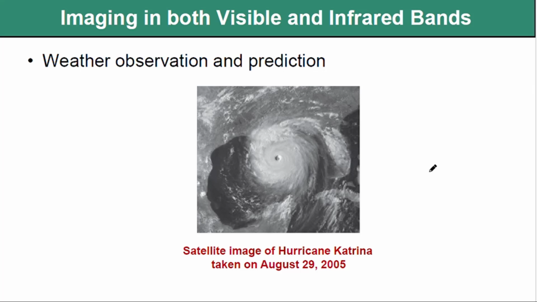The next application for both visible and infrared band is weather observation and prediction. The satellite image of Hurricane Katrina taken on August 29, 2005. With this imaging, you can obtain the details of hurricanes. And this is the center of the eye of the hurricane at which it is concentrated. So these are all by image processing. Imagine without image processing, what we can do.